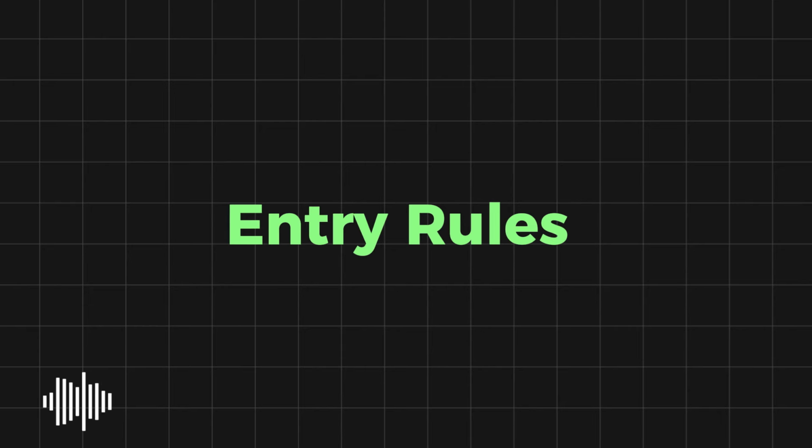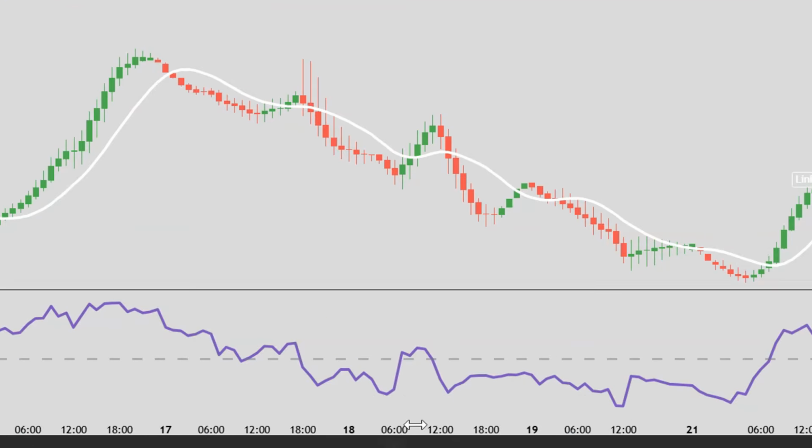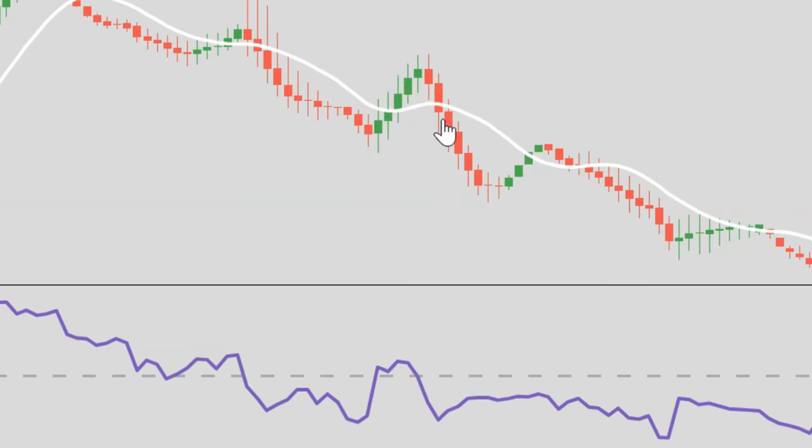Entry rules. Now we'll focus on short trades or selling. First, make sure RSI is below 50. This tells us the market is in a downtrend, so we only look for short opportunities. Next, watch the candles for a pullback above the moving average line. In a downtrend, prices sometimes move up temporarily, and this is normal. We wait for that pullback to happen. Then, when a candle closes back below the moving average line, it signals the end of the pullback, and that the downtrend is continuing.